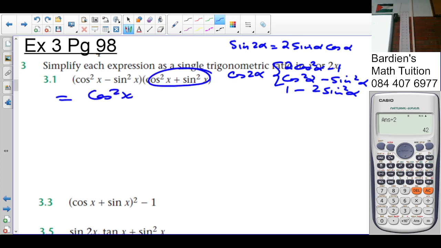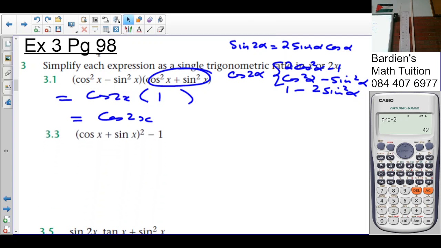What is cos squared x plus sine squared x? 1. So that's simply going to be cos 2x, not cos squared x. Cos 2x. Okay. You look at the next one. What do you think can be done here?